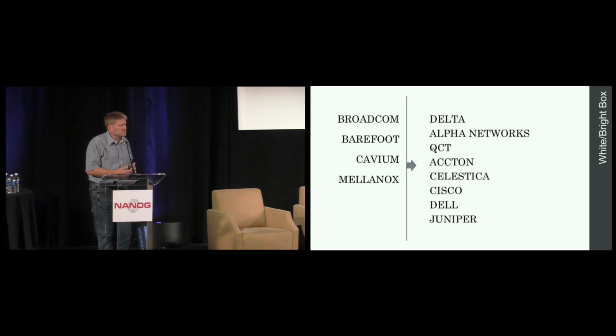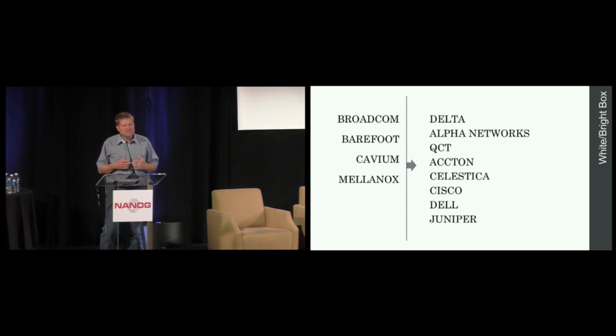So let's talk about white box and bright box. What you have to do is start with chipsets. There are a number of companies making chipsets out there right now. Broadcom, Barefoot, Cavium, and Mellanox are the four that I chose for the slide. There are others. I have some others that are talking to me right now that I'm trying to figure out more about what they're doing.